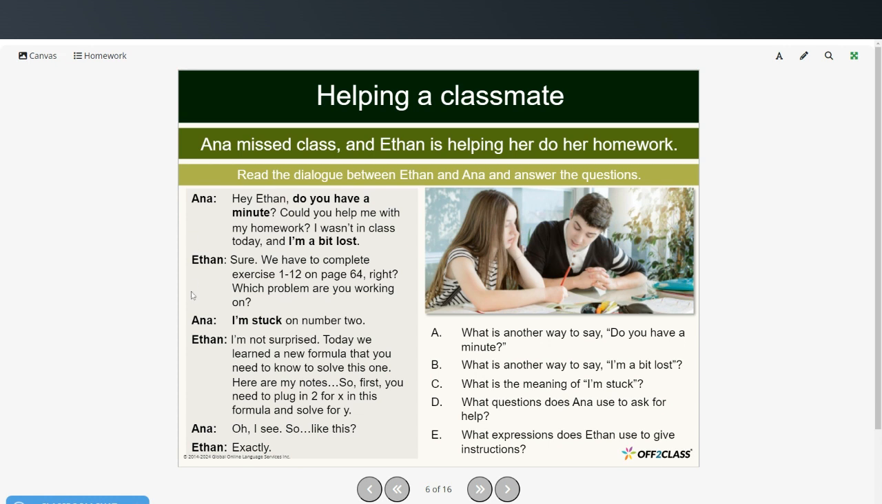Sure, we have to complete exercise 112 on page 64, right? Which problem are you working on? I'm not surprised. Today we learned a new formula that you need to know to solve this one. Here are my notes. So, first you need to plug in 2 for x in this formula and solve for y.